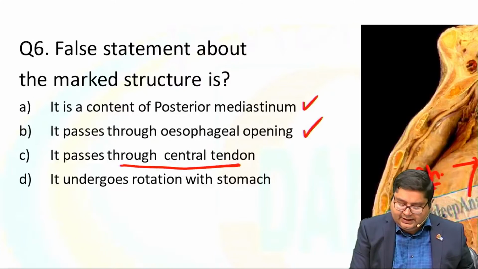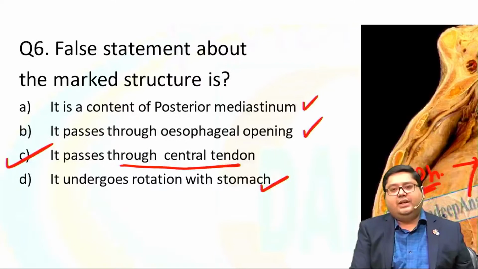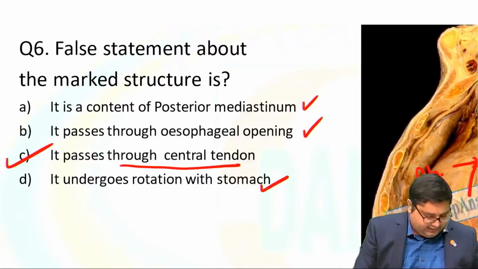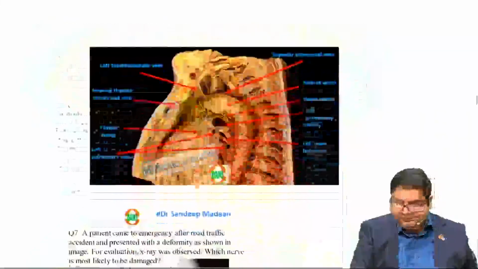It will undergo rotation with the stomach. Yes. So answer will be C, because in the central tendon we have the IVC opening, along with the IVC the right phrenic nerve will be passing through. So are you able to identify these structures?